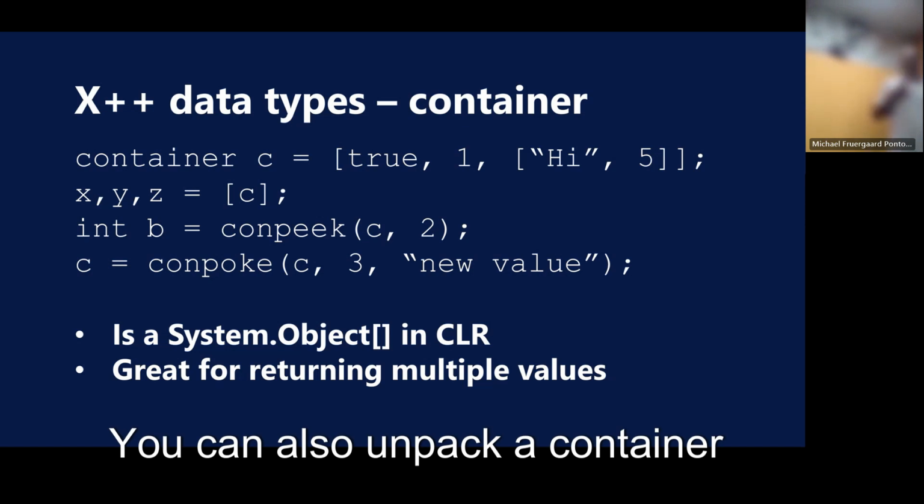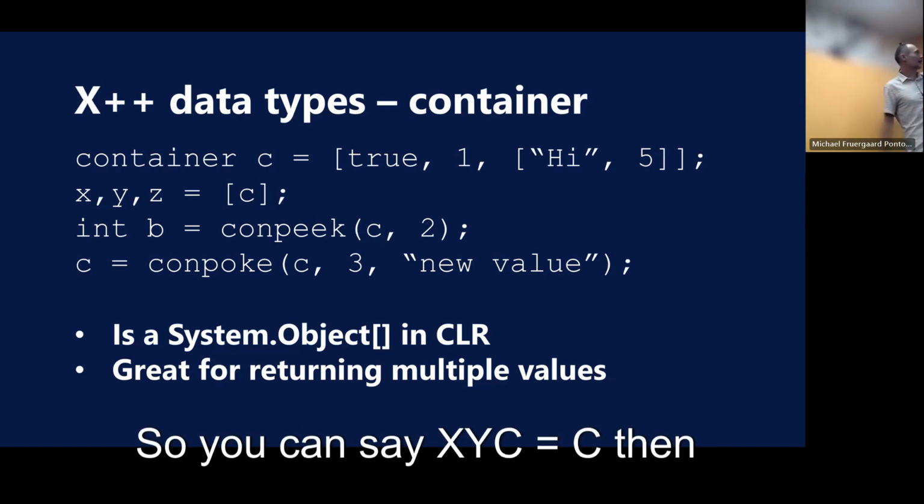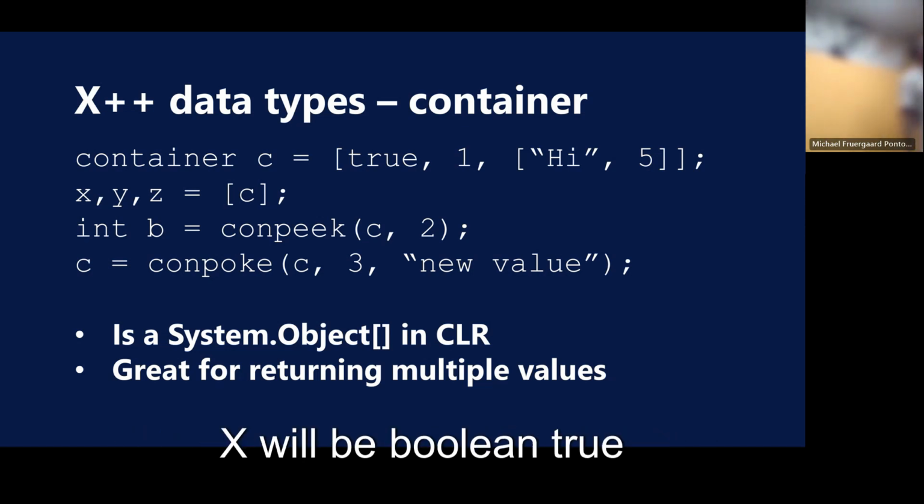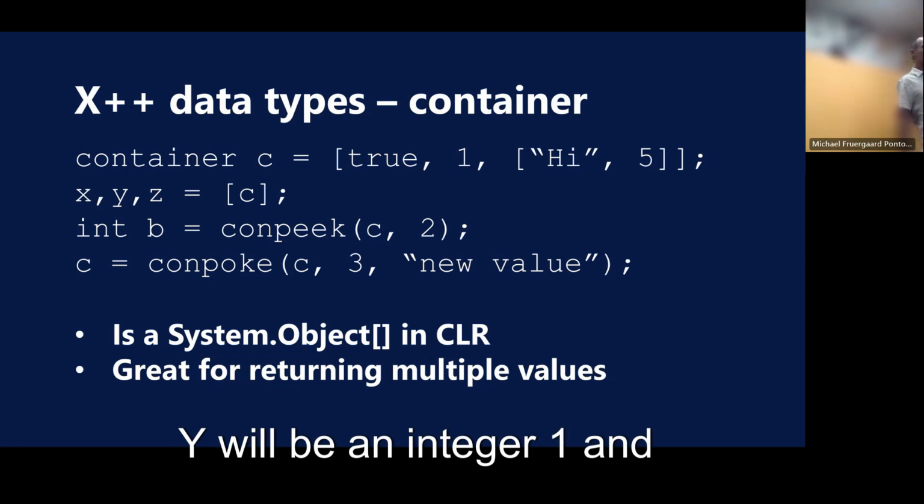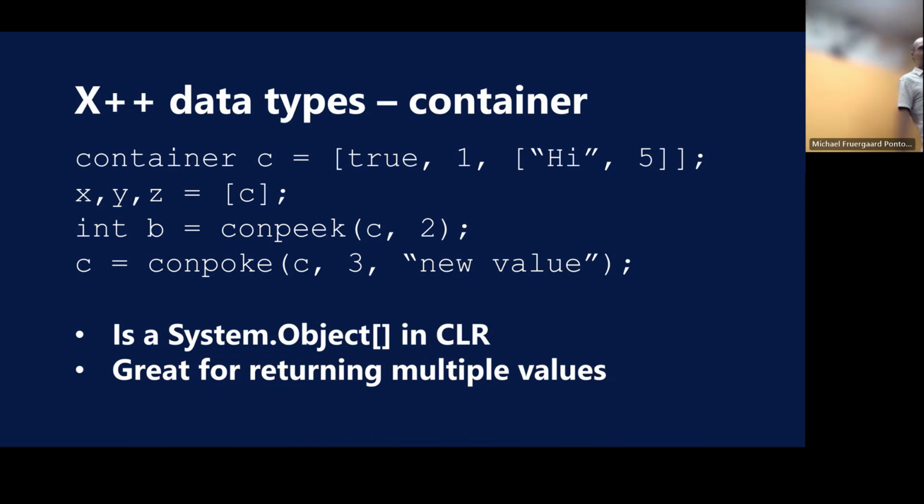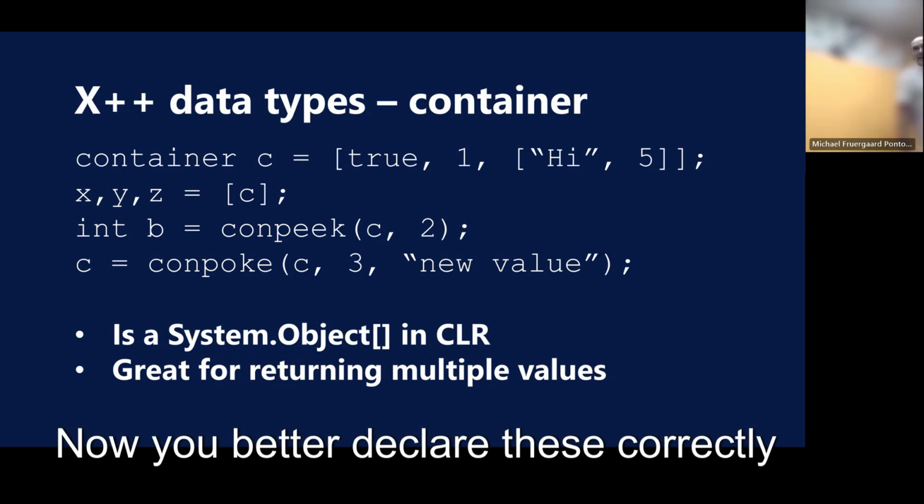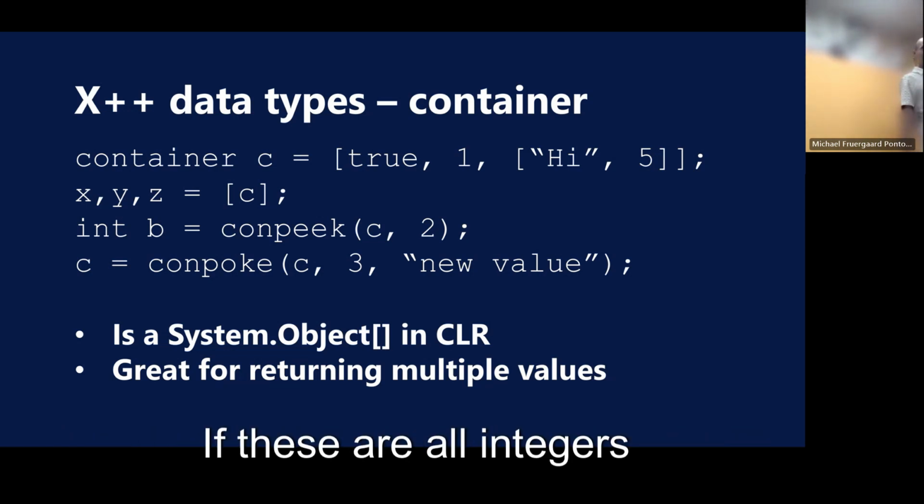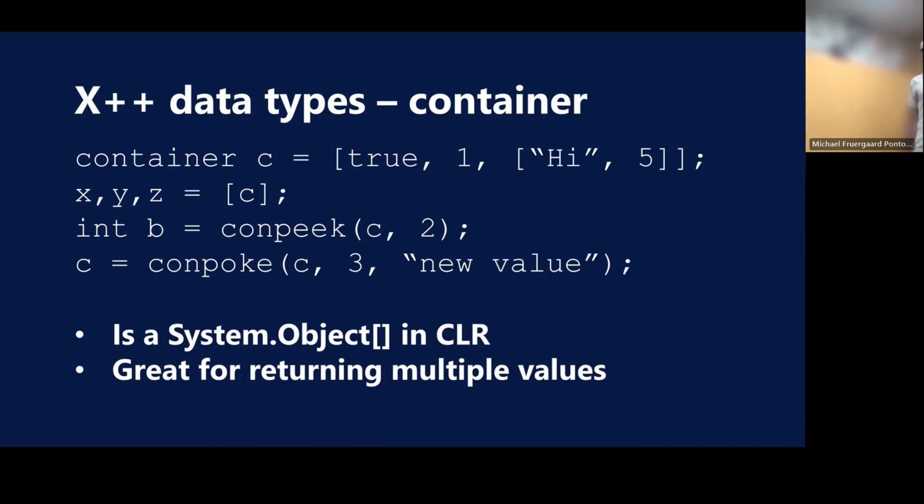You can also unpack a container very easily. So you can say [x, y, z] equals c, then x will be Boolean true, y will be an integer 1, and z will be a container with those 2 values. Now, you better declare these correctly because the compiler will not validate it. If these are all integers, you'll get a runtime error.